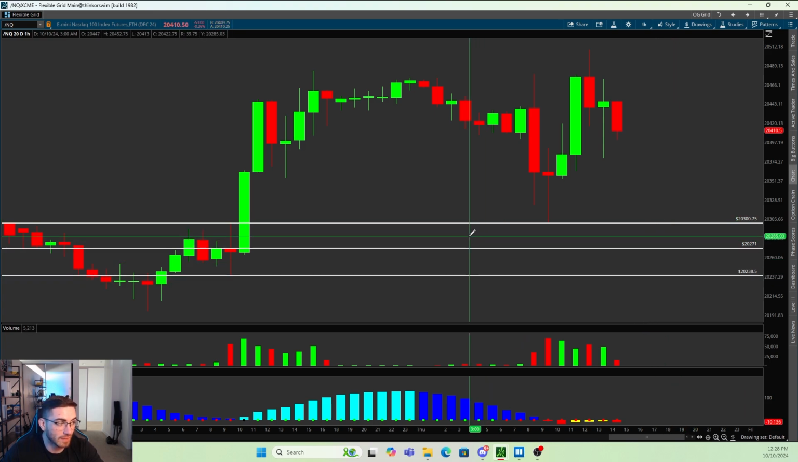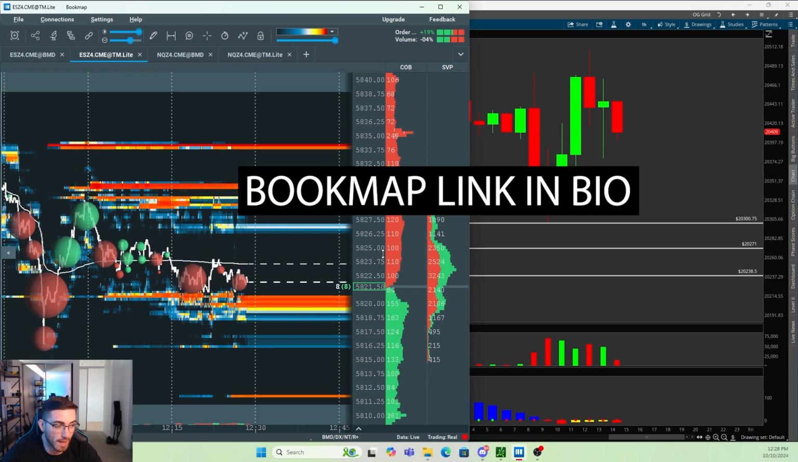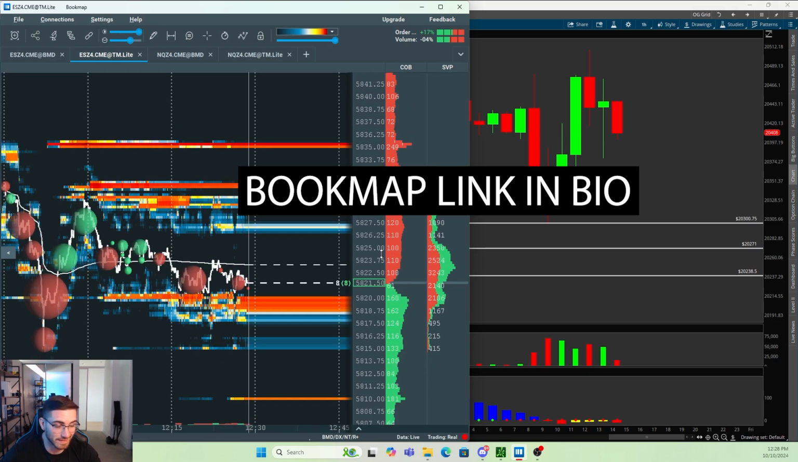So I'm not trying to guess where price is going to bounce in the zone, but the tool that we can use that's going to really help us understand if there are truly buyers or sellers at this zone is going to be Bookmap. I do have tons of videos on how to use Bookmap on my channel, but I do want to touch on it in this video as well.